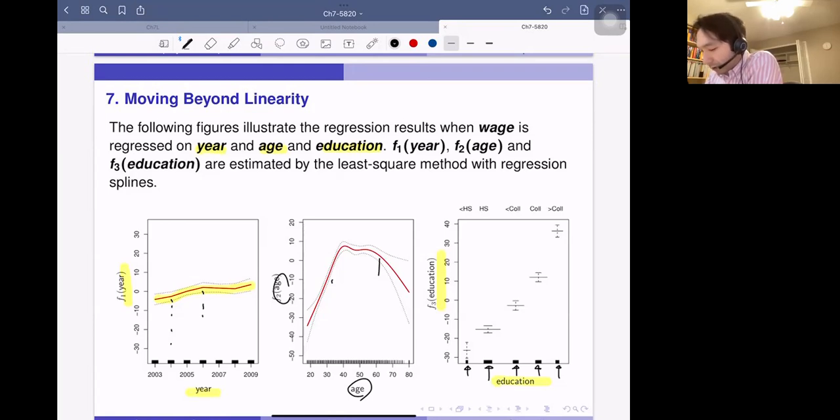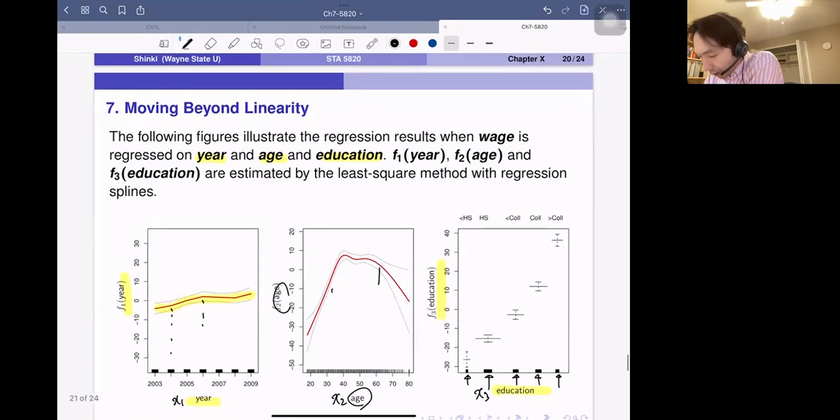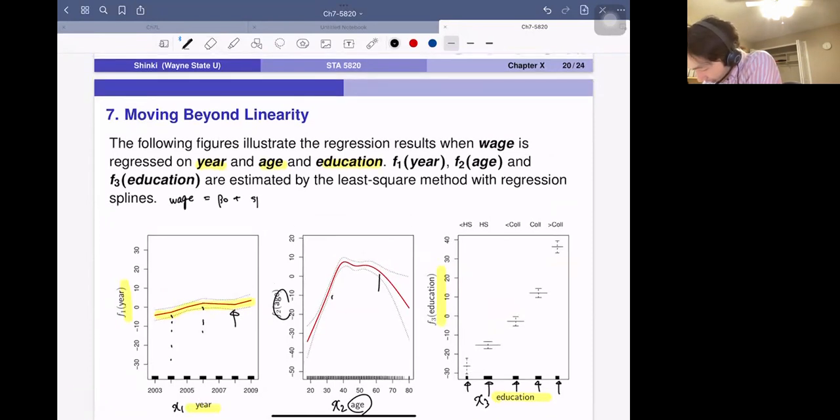To be exact, they probably fit this model. Suppose this is X1, X2, and X3. Then these are the results of GAMs. We fit wage on these variables. So a constant plus, I don't know this one, maybe a spline of X1 with some degree, plus a spline of X2. And the last one is probably a factor variable.